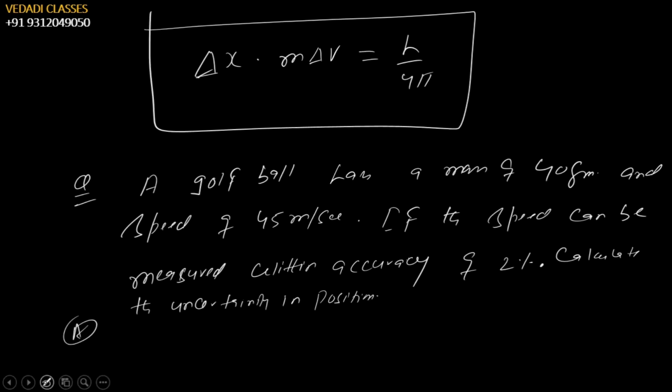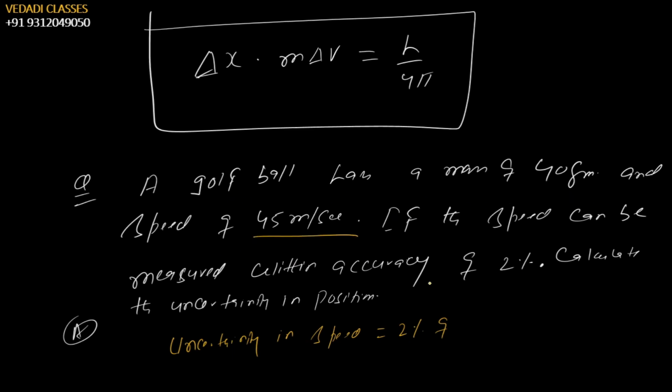So how will you solve such a question? If such a question is given, first write down the values given. The uncertainty in speed is equal to 2%. 2% of what? 2% of 45 meter per second, the speed they have given for the golf ball.